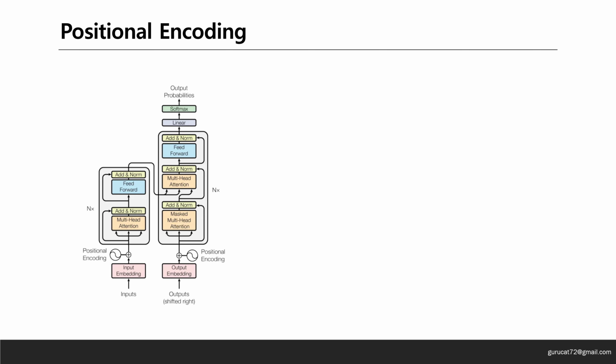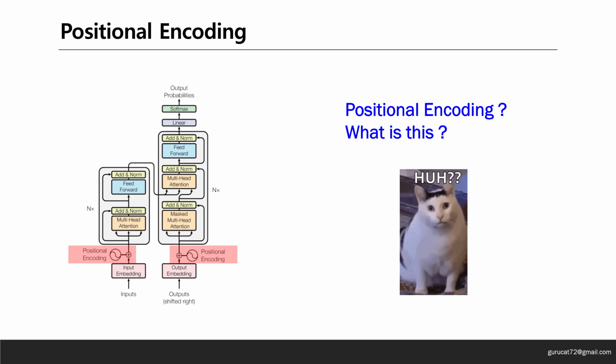All right, review's done. You guys are up to speed. It's time to dive into the new stuff. Positional encoding. Let's go. Check this out. This is from the original Attention is All You Need paper, the paper that started it all. See these pink boxes at the bottom? Positional encoding on the left, positional encoding on the right. They're at the very base of the architecture.